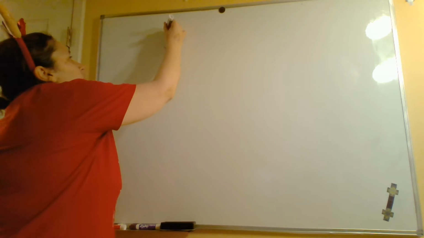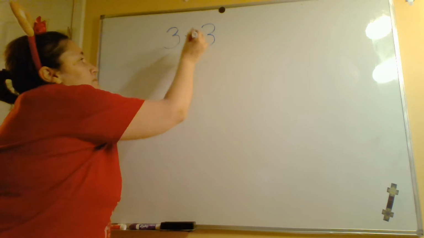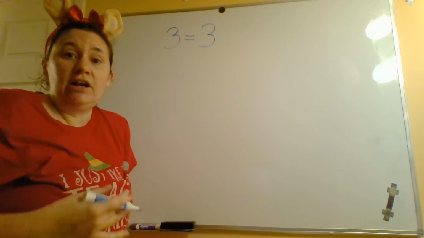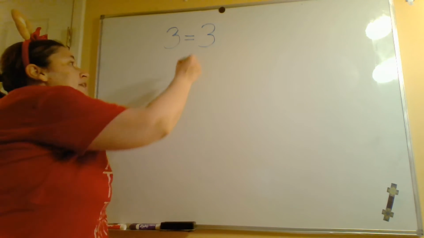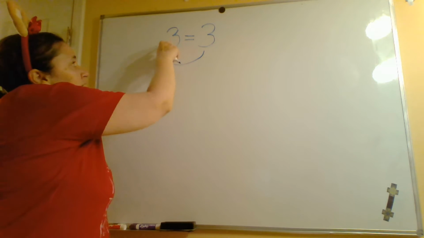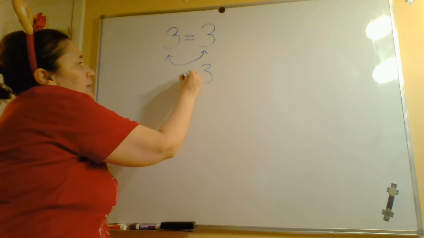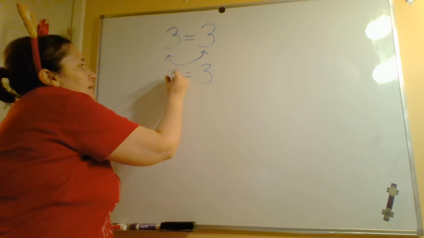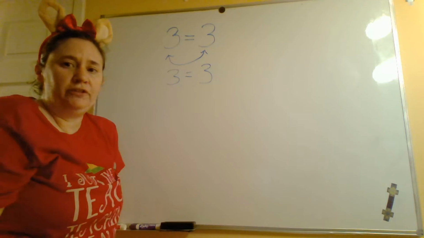I'm going to do an equality. I'm going to write 3 equals 3. That is a true statement. You all agree that 3 equals 3, correct? What if I switch the sides? What if I put this 3 on the left and this 3 on the right? So I'll take this 3 and put it over here, and this 3 and put it over there. Is it still equal? Sure it is. With an equality, you can flip it around.